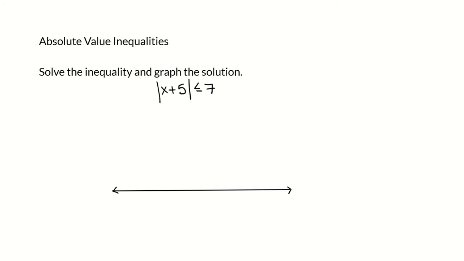Solve the absolute value inequality and graph the solution. Absolute value of x plus 5 is less than or equal to 7. Now with absolute value inequalities, we're going to have two inequalities to solve.